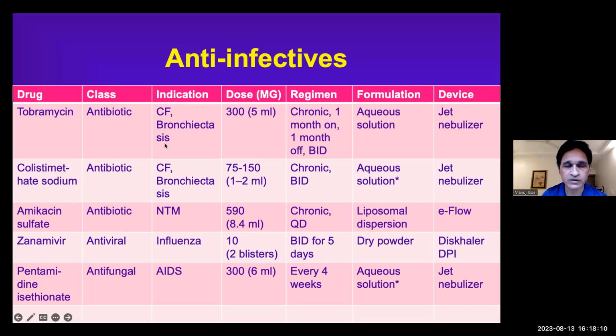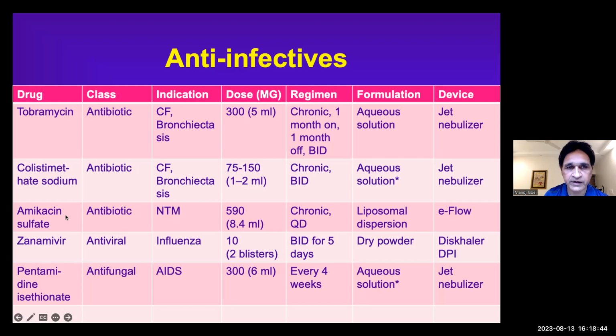Tobramycin and colistin both can be used for prophylaxis in patients with bronchiectasis to prevent recurrent lower respiratory tract infection, especially if there is Pseudomonas colonization. So it has to be used for months together. You use it for a month on, then give a gap of about a month after three months of use, then again you go on. So this is how it goes. It is available as an aqueous solution that is given through a jet nebulizer. Similarly, colistin is available, again used in cystic fibrosis and bronchiectasis with the same indication. Again, prolonged use is required and it is given through a jet nebulizer.